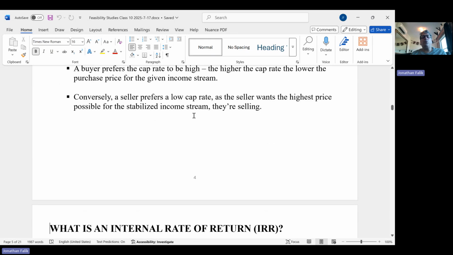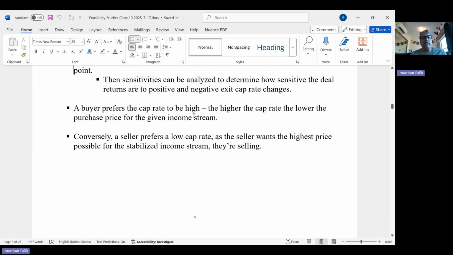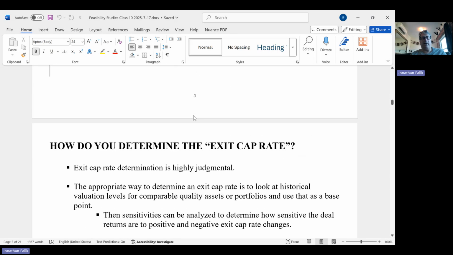Okay, so we talked a little bit about cap rates. How do we determine the exit cap rate? Now, first of all, what is an exit cap rate? An exit cap rate is the cap rate that you use when you assume a sale at the end of your investment period. So in the model we've been using, we've had 5 years of operations, right? So 2 years development period, then 5 years of operations, and then we assume a sale.